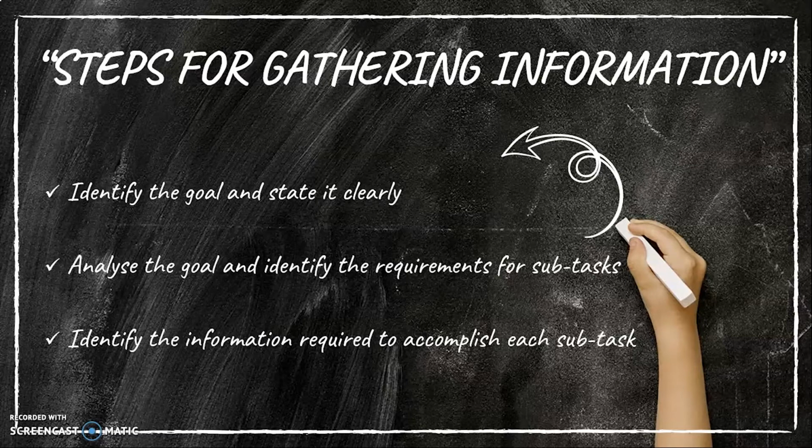The steps involved in gathering information are, first, we have to identify the goal and state it clearly, which means that for the science project, you should identify the topic on which we are going to work. So the teacher told you to do it based on solar energy. So you 4 students have to first discuss what topic you are going to do. Suppose you are going to design a fan which works with solar energy. That is your topic, and you have to decide that.